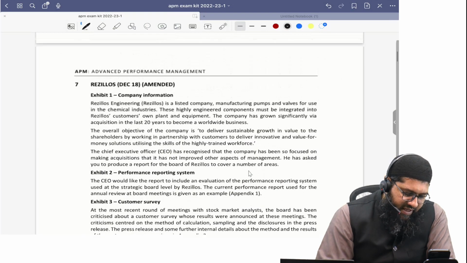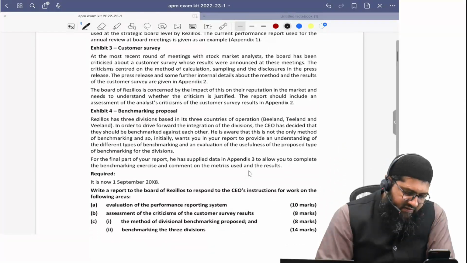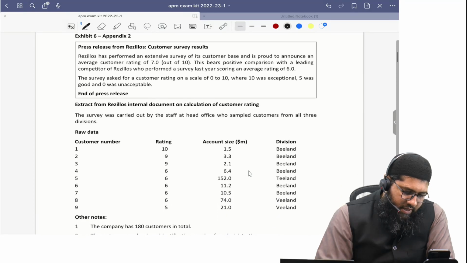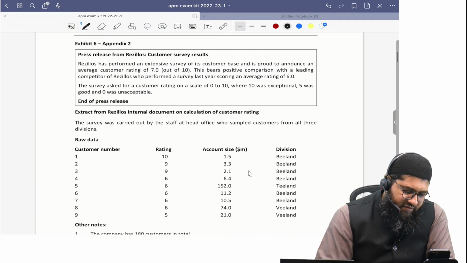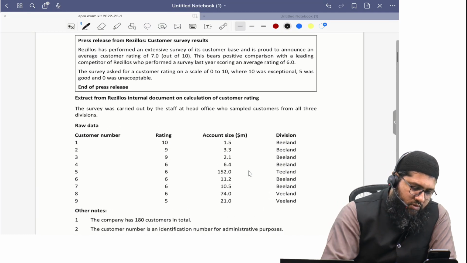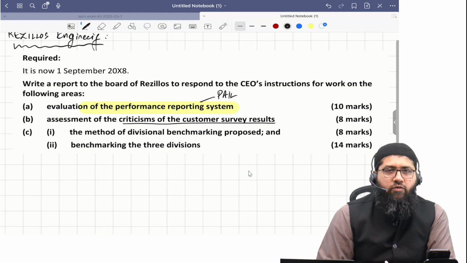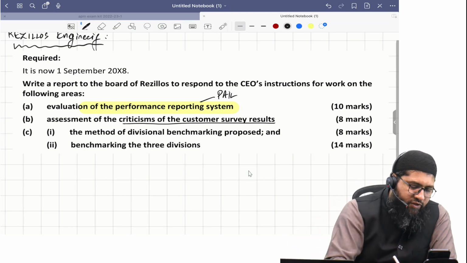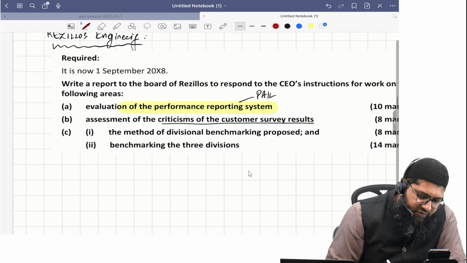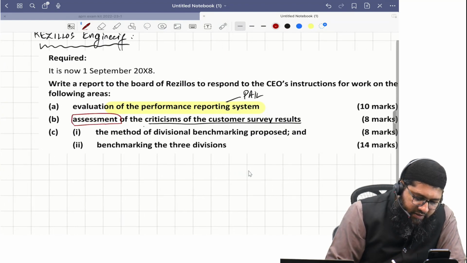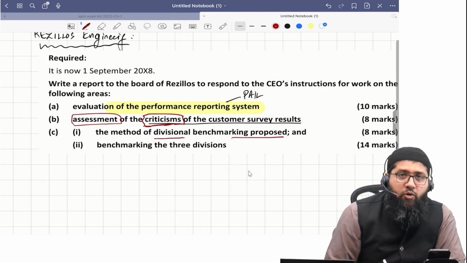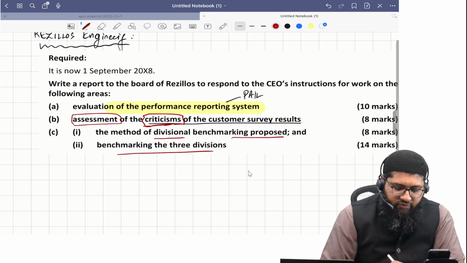So in this specific scenario, there is a customer survey result that has been provided, and you would have to actually perform an assessment of the customer survey results. The criticism has been done, so you have to perform an assessment that to what extent is the criticism valid criticism. We'll do this requirement. Assessment of customer survey results. Criticisms of the customer survey results. The method of divisional benchmarking proposed and the benchmarking the three divisions.